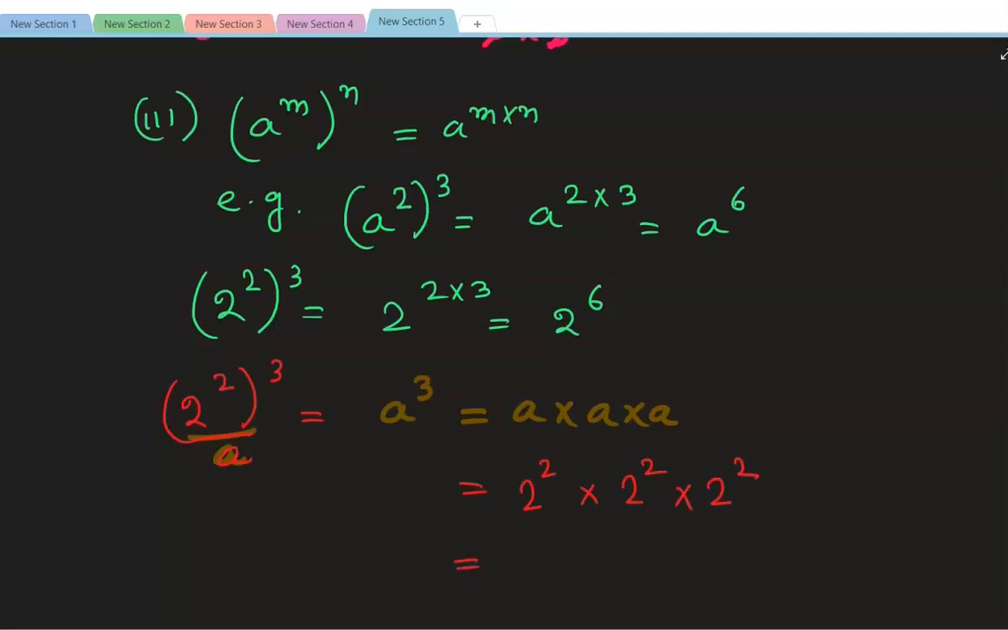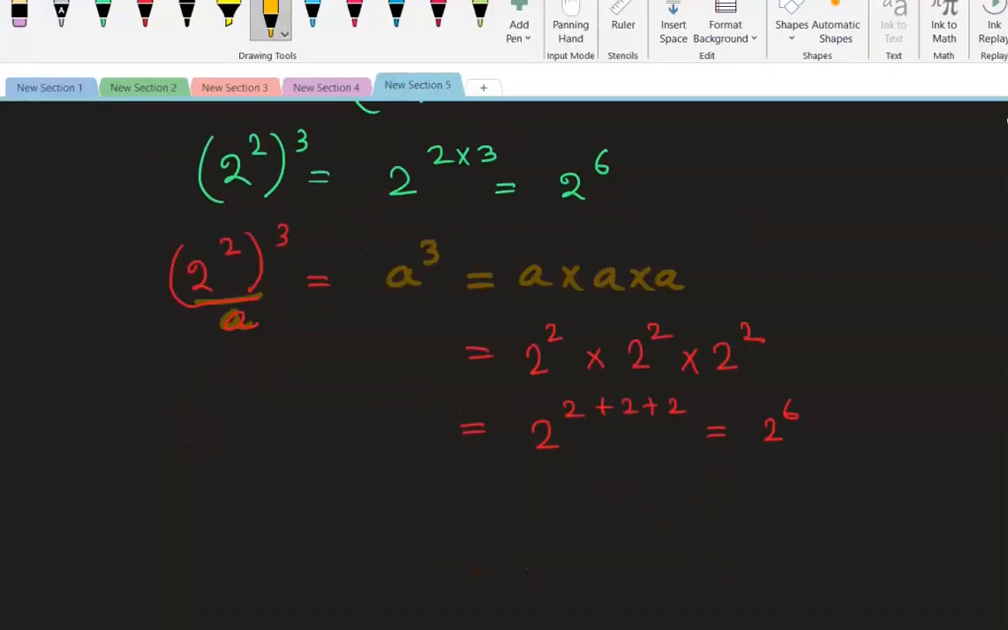Now you can apply the first formula. So you get 2 to the power 2 plus 2 plus 2. So we get 2 to the power 6. So this is the justification of formula 3.